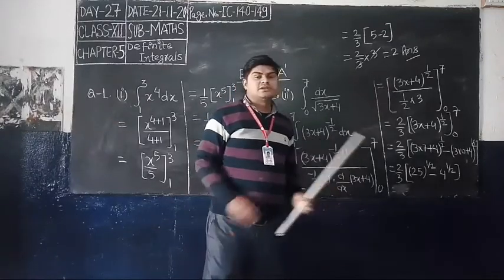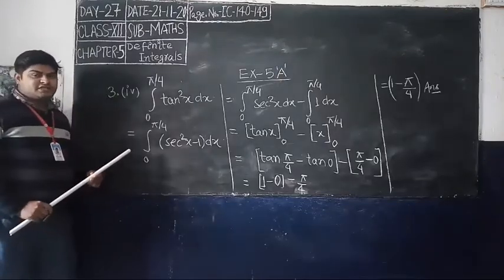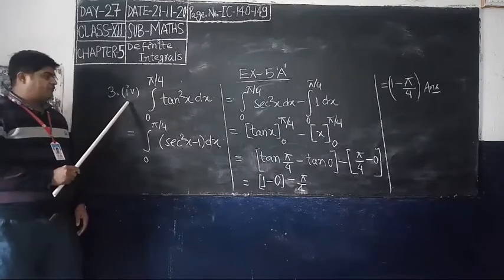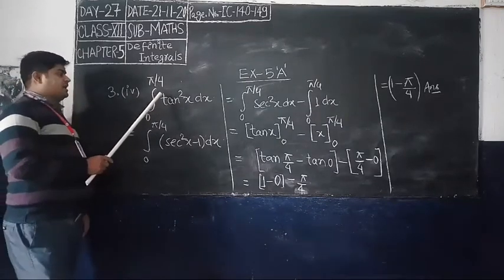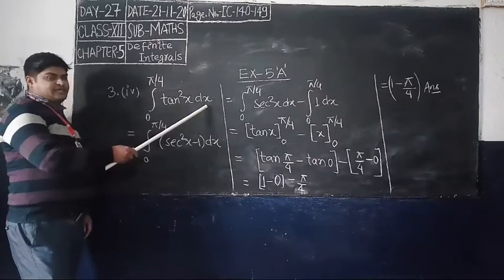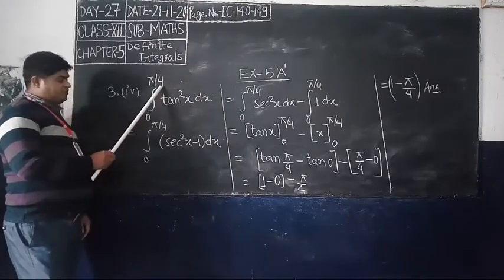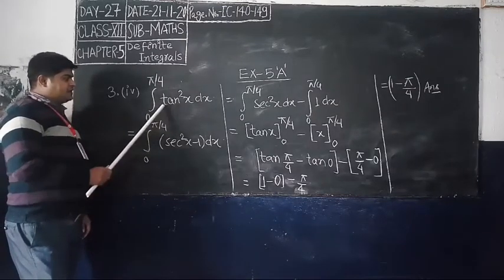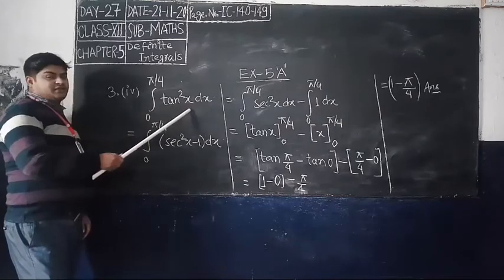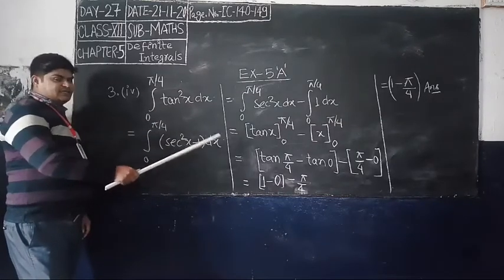Now let us see the next question. Students, see question number 3 of 4. You have to find the integration of tan square x dx, and the limit is 0 to pi by 4. You will convert tan square x, you can write it as sec square x minus 1 dx.